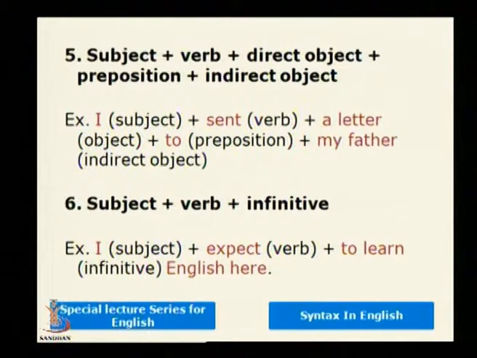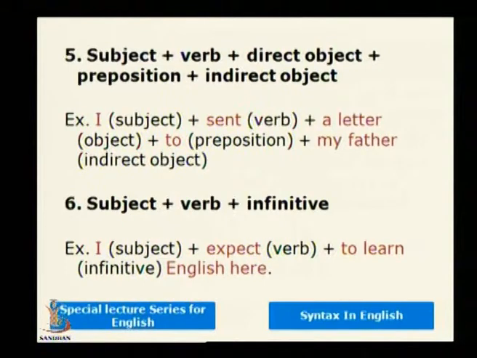The fifth most important pattern is a subject with a verb, a direct object, a preposition, and an indirect object. Here, what happens? We have taken a sentence, "I sent a letter to my father." In this example, what is done is that we have put the direct object first. Here, "a letter" is our direct object, and we have placed the indirect object after the direct object.